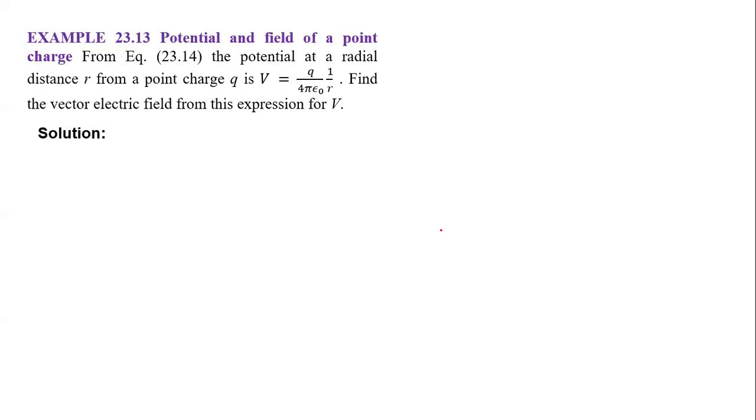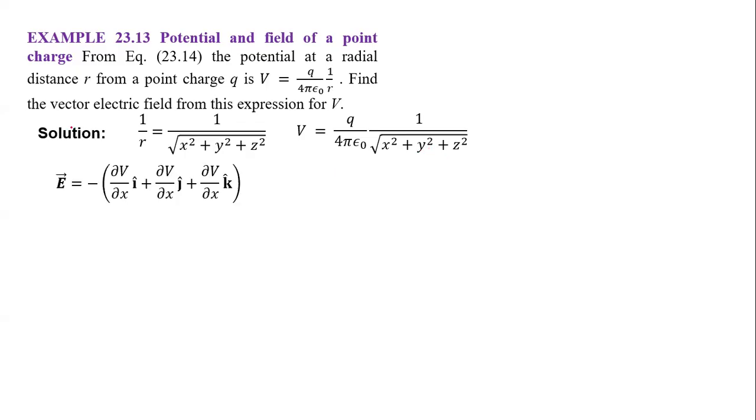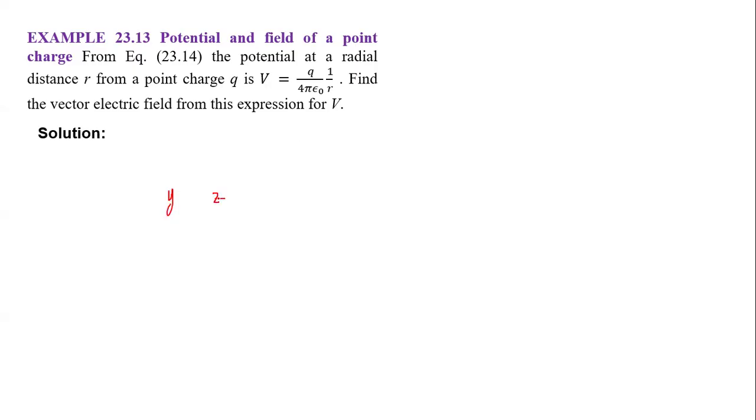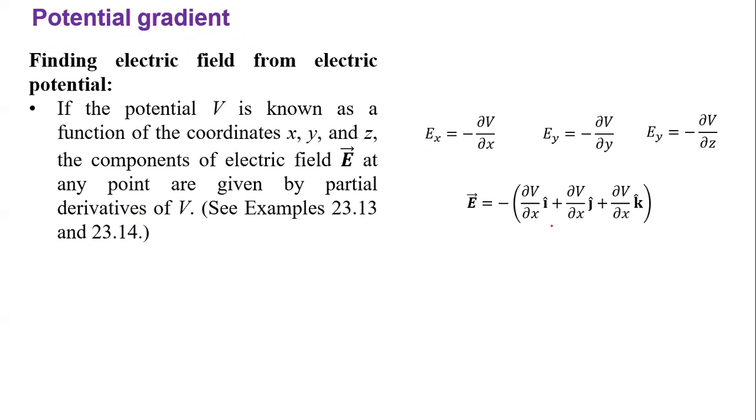Okay. So take note that 1 over r is just equal to 1 over the square root of x squared plus y squared plus z squared. And the potential will become q over 4 pi epsilon naught times 1 over the square root of x squared plus y squared plus z squared. So from the formula, you can get the electric field vector in this vector form if you take the partial derivative of V with respect to x, plus the partial derivative of V with respect to y, and the partial derivative of V with respect to z.